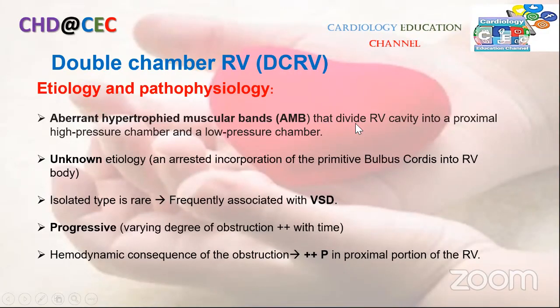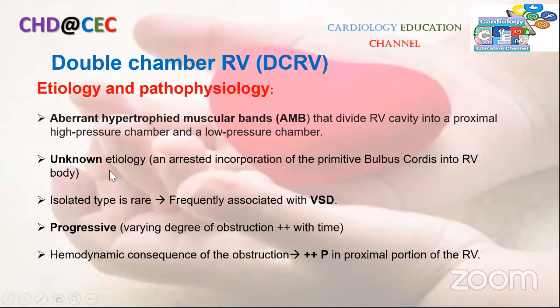This anomalous band divides the RV cavity into a proximal high pressure chamber, which is the sinus part or the inflow part, and a distal low pressure chamber, which is the outflow part. The etiology is unknown, although there are a lot of theories trying to explain the development of the DCRV. One of them is arrested incorporation of the primitive bulbous cords into the RV body.